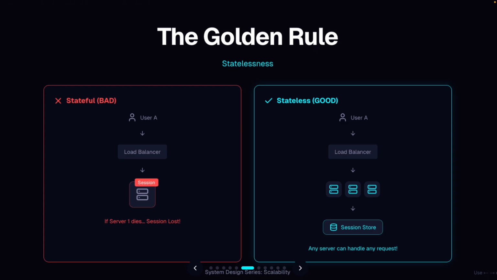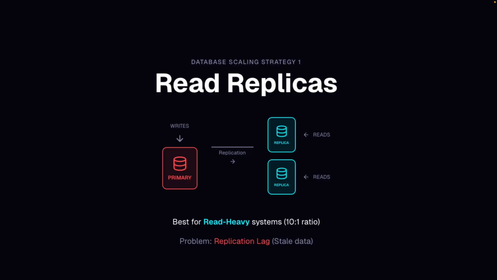But now we face the boss fight, the hardest component to scale in any system, the database. You can't just spin up 100 databases like you do with app servers. Data has gravity, state is heavy. To conquer the database, we use 2 specific weapons. You need to understand these before we continue our journey.